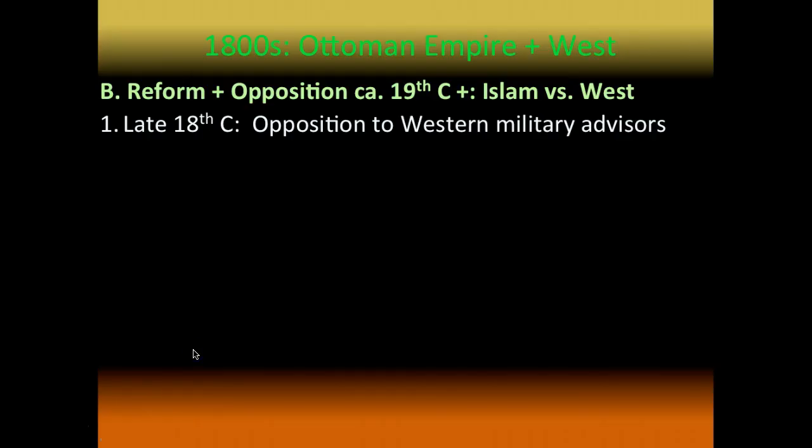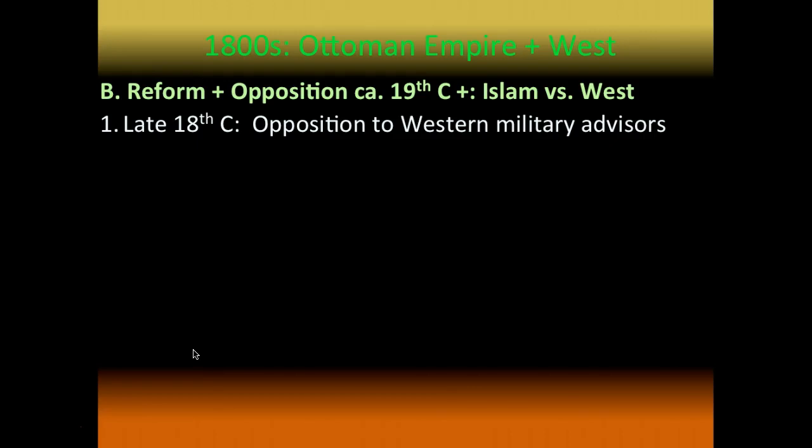In the late 18th century, in the late 1700s, Sultan Selim III, the Sultan is the head of the Ottoman Empire, began to use Western military advisors. And he saw what was going on in the West, in Europe, and recognized that he could use their input. So he started to use Western military advisors, against the wishes of the religious leaders in the Ottoman Empire and the elite janissaries.